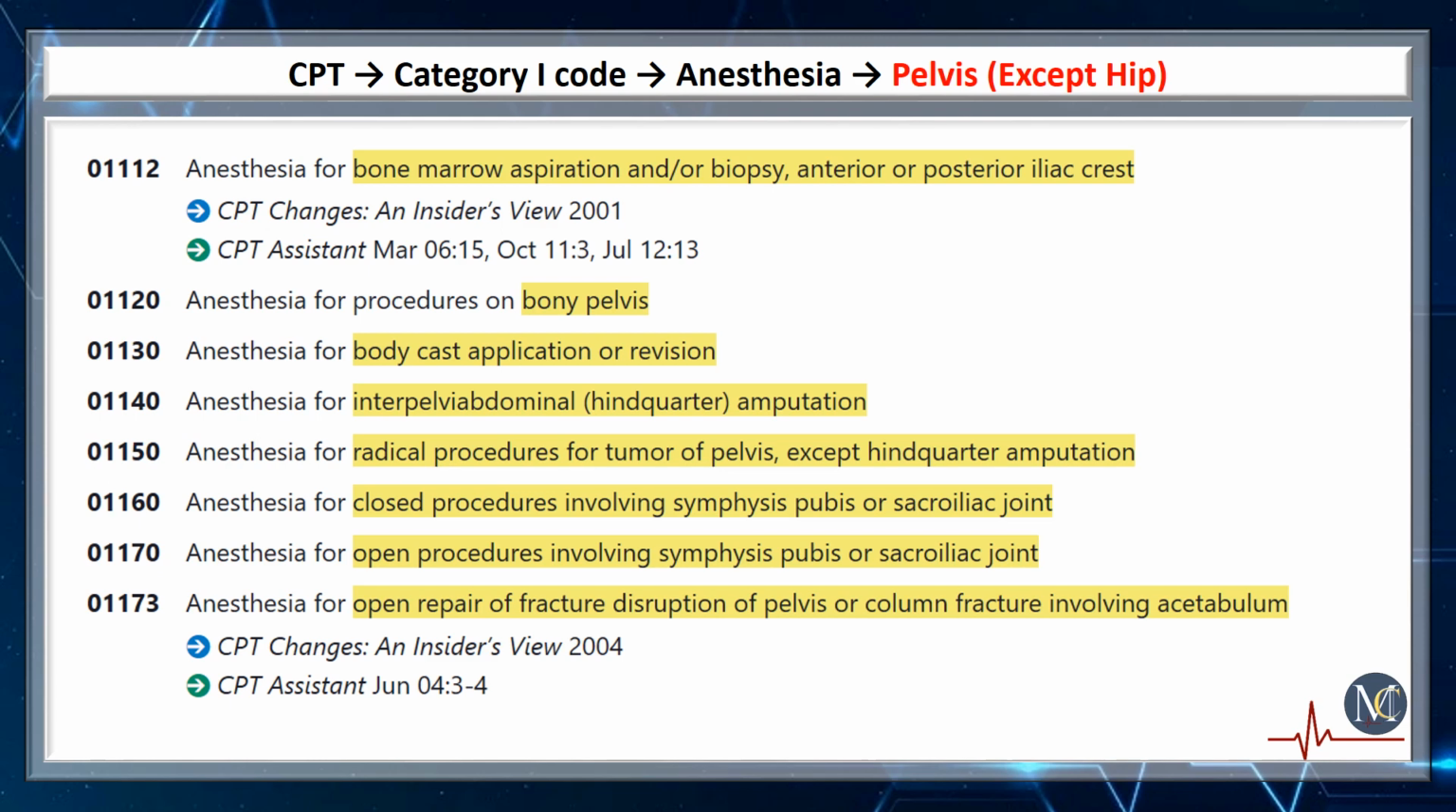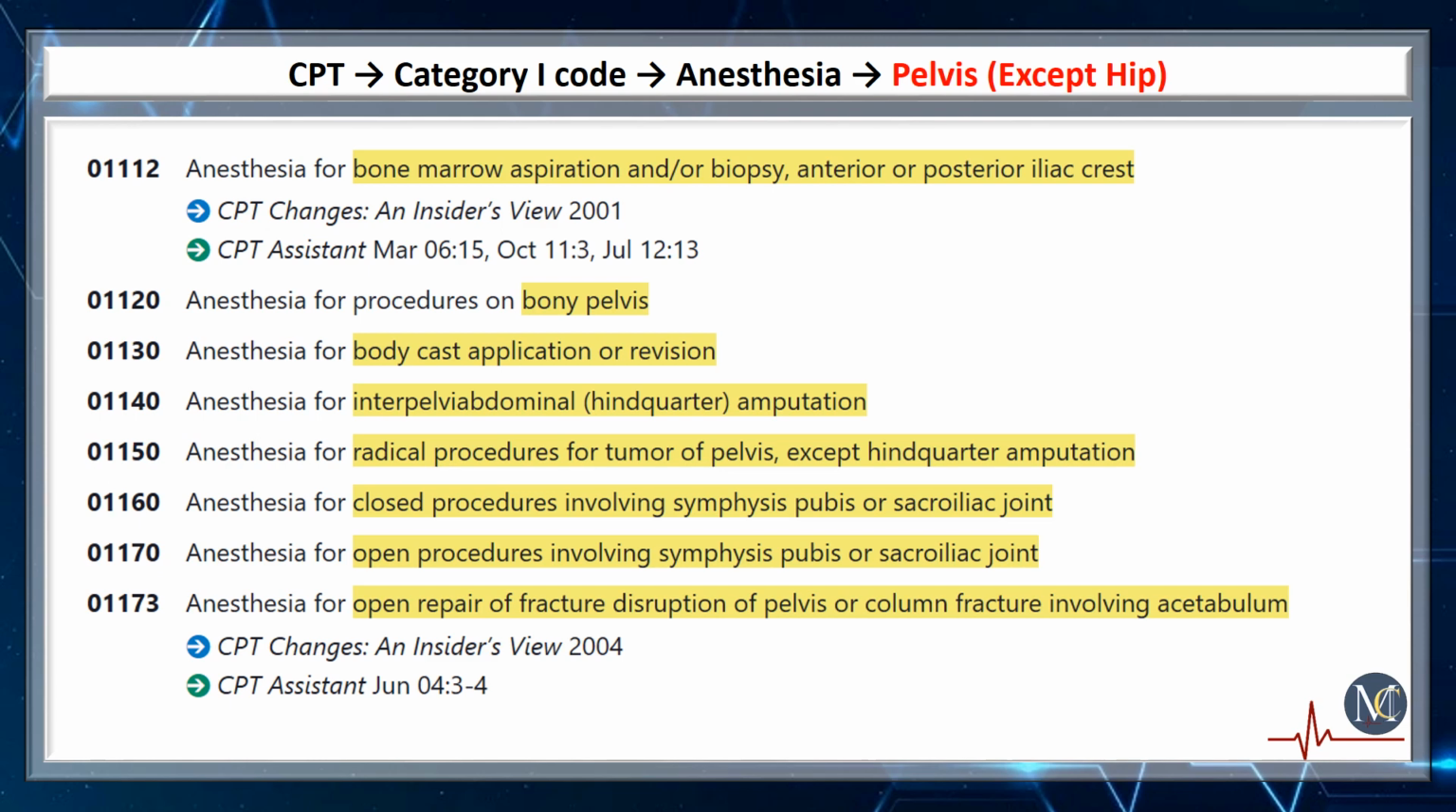Next code is 01120. Anesthesia for procedure on bony pelvis. Next code is 01130. Anesthesia for body cast application or revision. Cast application means plaster. Revision means redoing the procedure. The provider performs anesthesia services for a patient undergoing body cast application or revision.